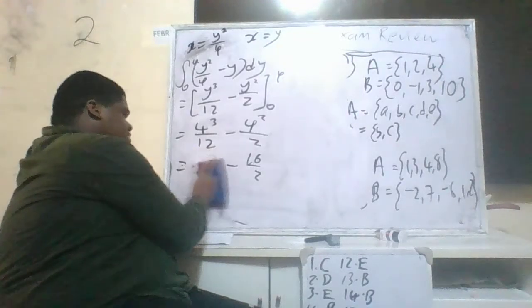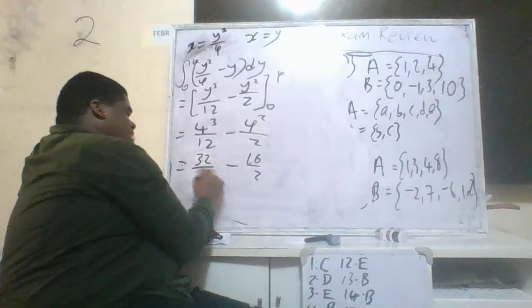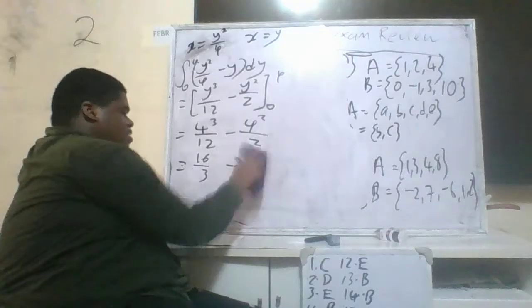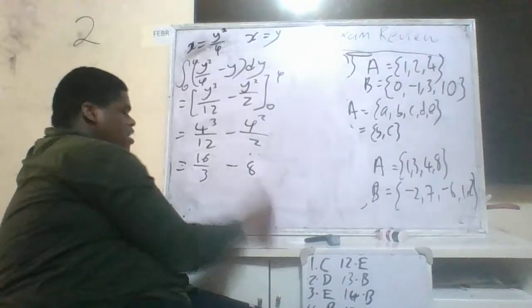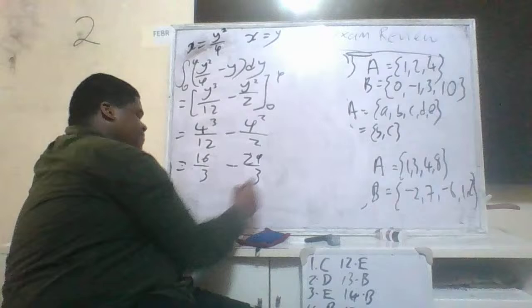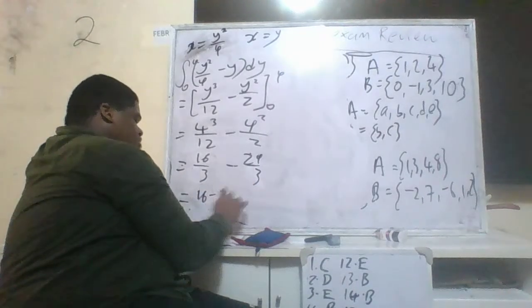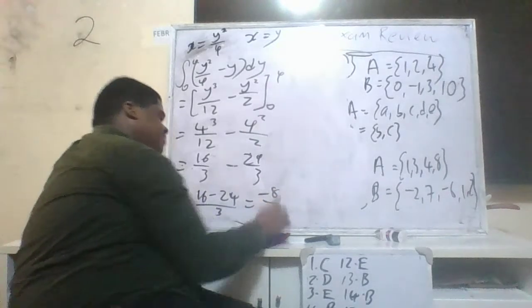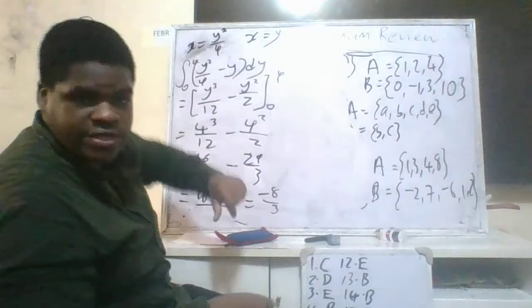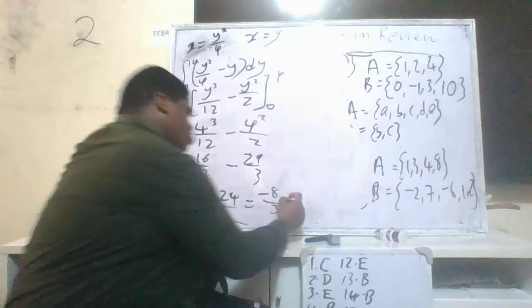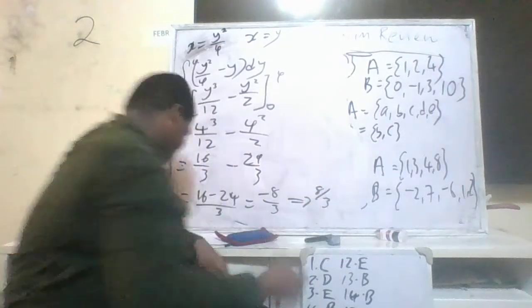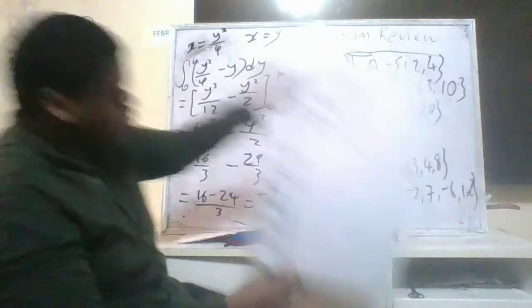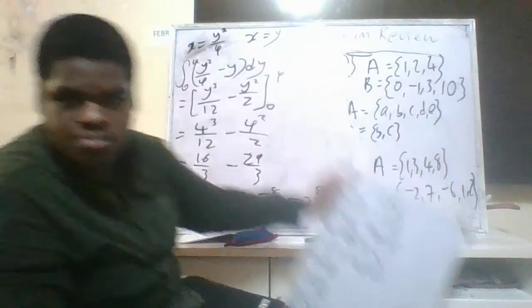64 divided by 12 is the same thing as 32 divided by 6, and this is equal to what? 16 divided by 3, minus what? Minus 8. Instead of minus 8, I can write minus 24 divided by 3. So here we have 16 minus 24 divided by 3. 16 minus 24 is the same thing as minus 8 divided by 3. But remember, we're finding the absolute value of it. So even if it's negative, we turn it positive. So our final answer is 8 divided by 3, and this corresponds to option D. Question 16, we have D.